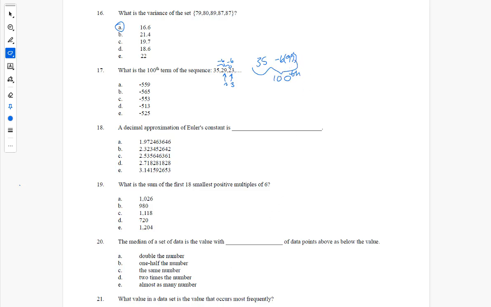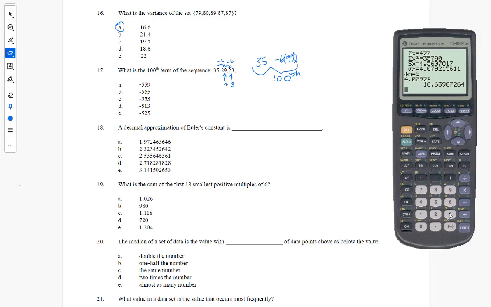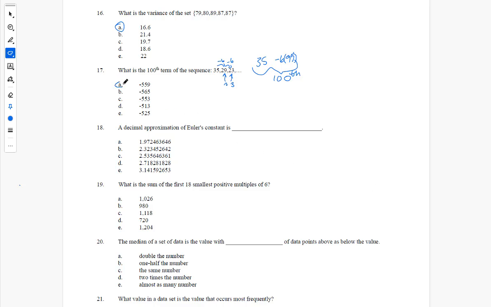So let's punch that in really quick. We're going to take 35 minus 6 times 99. And negative 559 right there. Number 17. That's an A. Again, this is an arithmetic sequence, and you can exploit that it has this common difference each time. Okay, number 18, a decimal approximation of Euler's constant.